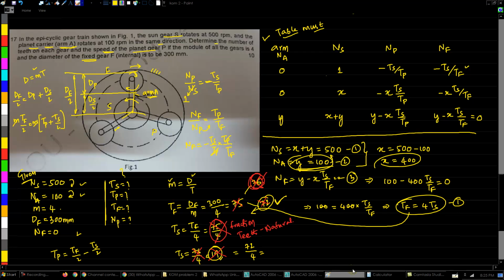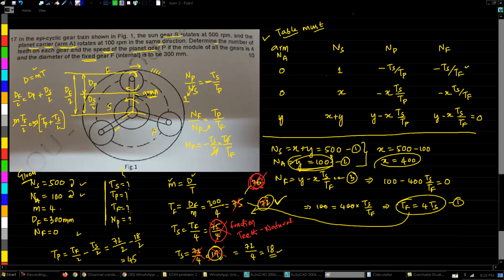So 72 by 4 gives us 18. Now 18 is an even number. Fine. So that is a safer value compared to 76. Now let us substitute them here. The TF value we considered 72. We considered 72 by 2 minus TS value we got 18. So 18 by 2. So this when you solve you get 45.